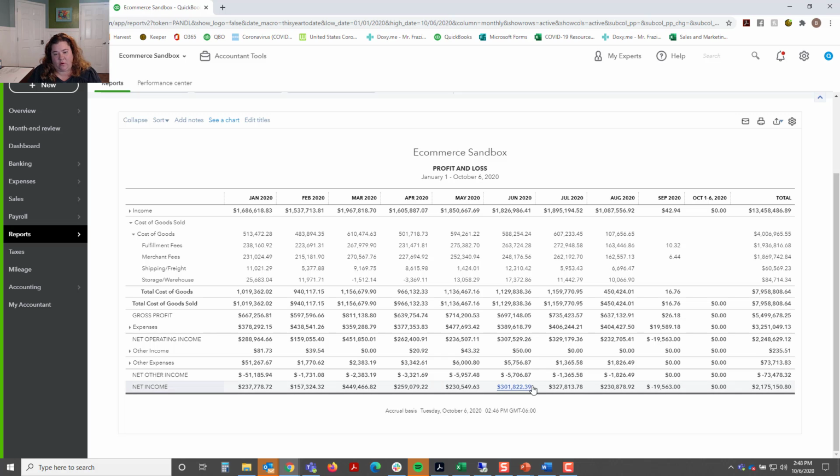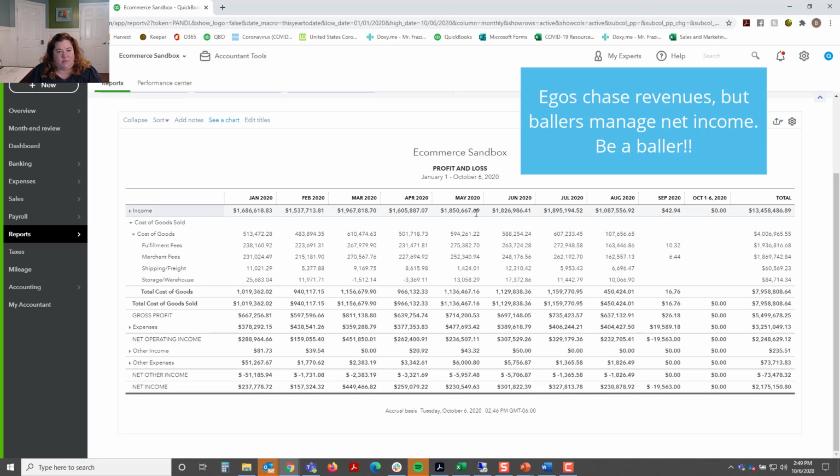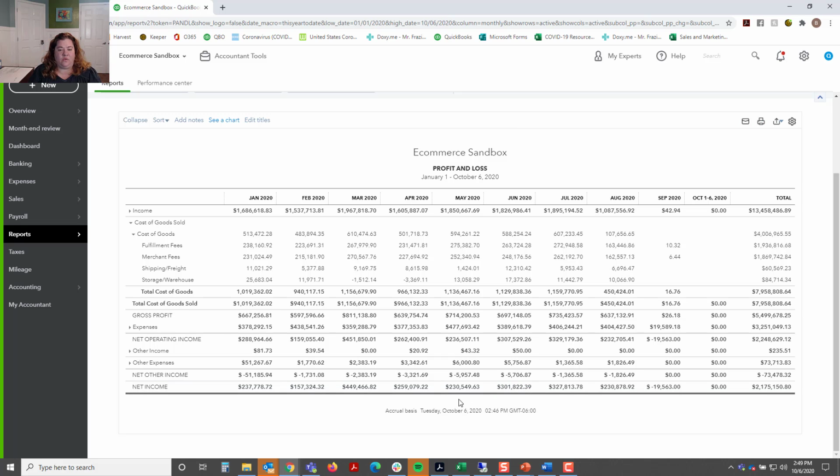Now, I've used this line before, and I think it's totally true. Egos chase revenues, but ballers basically manage net income. So if I'm doing higher in sales, but I'm dropping net income as a result, that's an unfortunate chain of events. That's not the direction I want to be heading as a business. And those are the kinds of things I want to be watching really closely on.